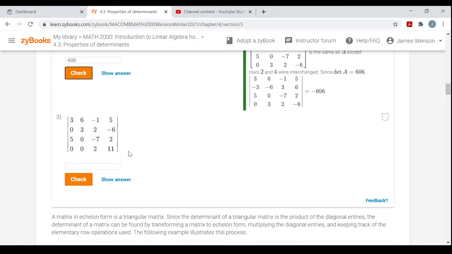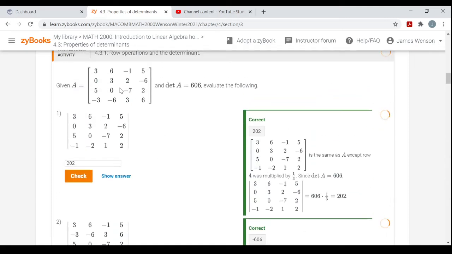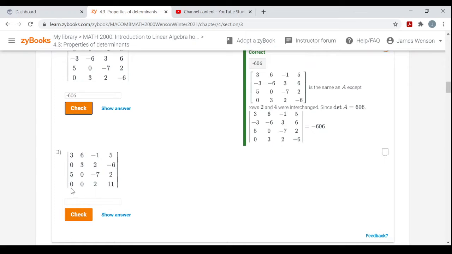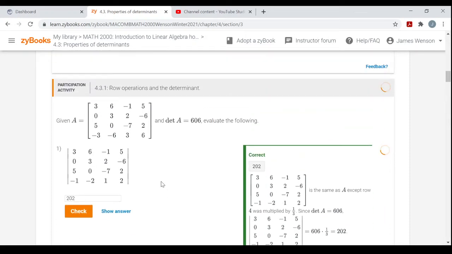All right, and then this last one. Now the first, second, and third rows are the same as these. This last row, 0, 0, 2, 11, how would I get that? Well, that would just be simply adding row 1 to row 4. If I added row 1 to row 4, you see I'd get a new row 4. 3 plus negative 3 is 0. 6 plus negative 6 is 0. Negative 1 plus 3 is 2. 5 plus 6 is 11.